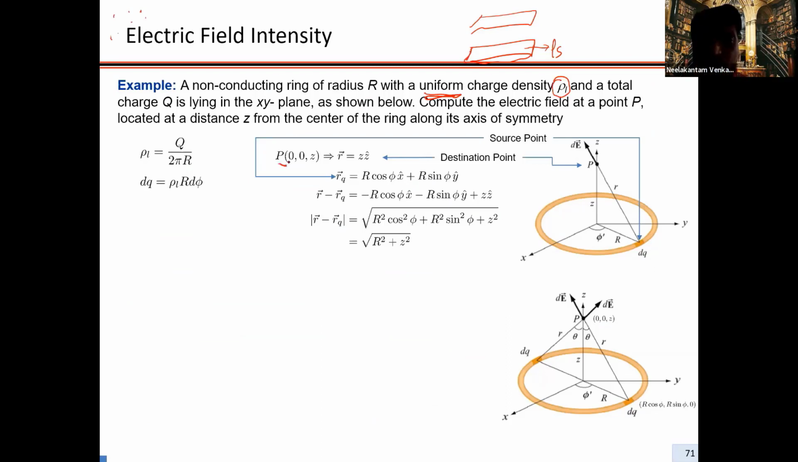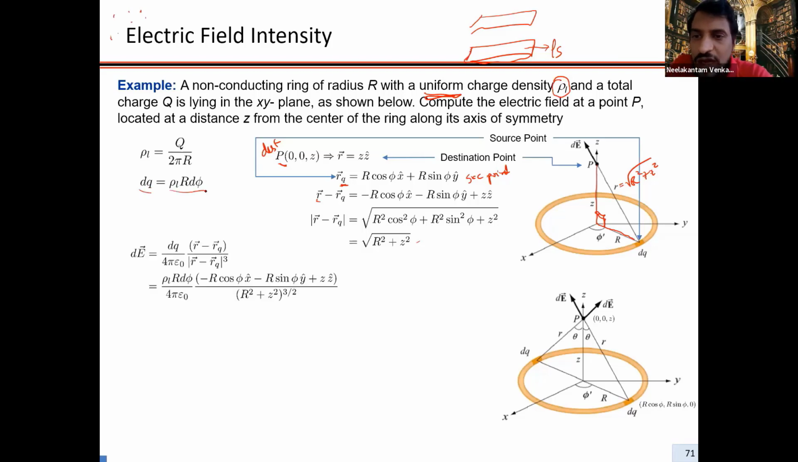This is the destination point. This is the source point. I call the source point Q here. So when we do that, you get r minus rq, which is this. Then the magnitude of r minus rq is going to be the square root of r square plus z square. If this is 90 degrees, this is one length of the rectangle, this is the other length of the rectangle, this is going to be square root of r square plus z square. Simple Pythagoras theorem, right?